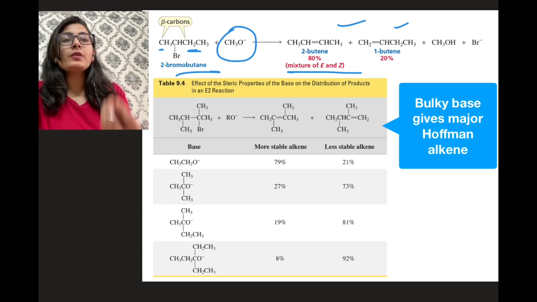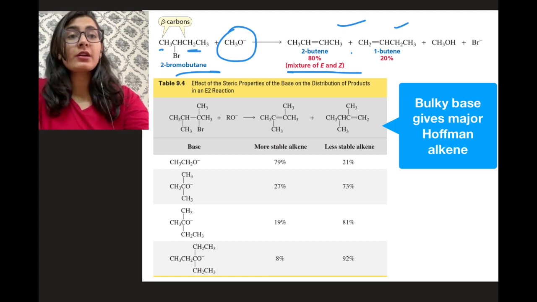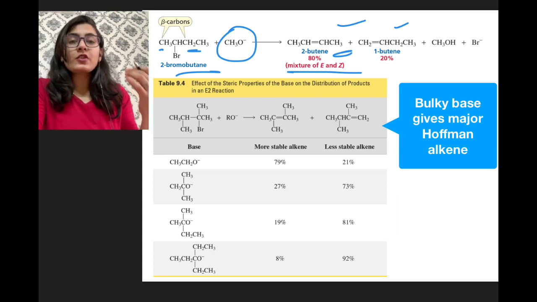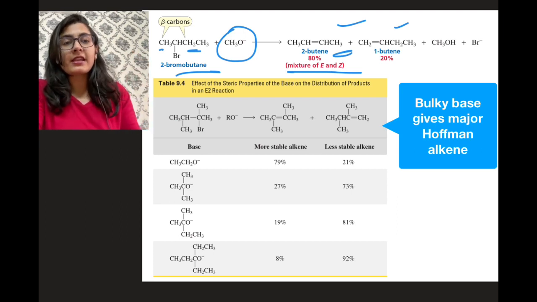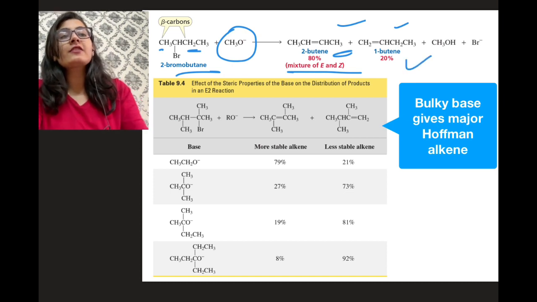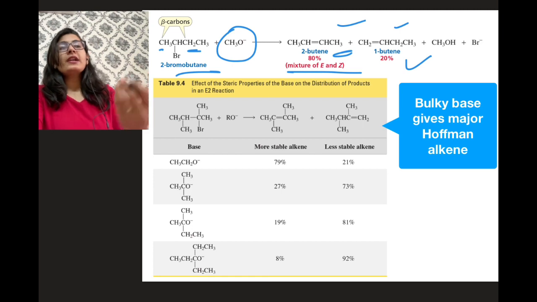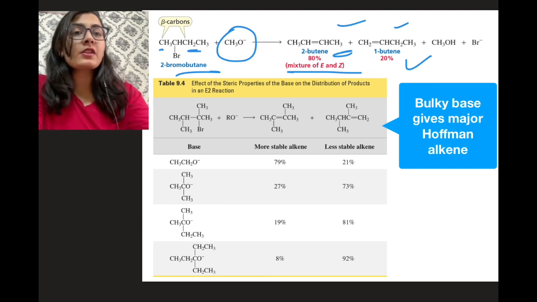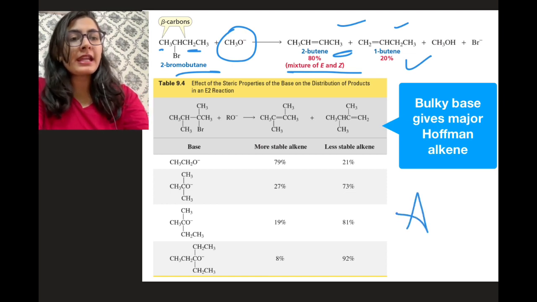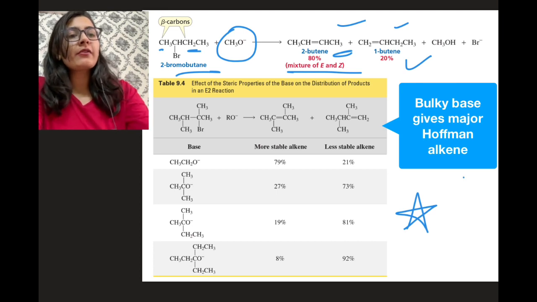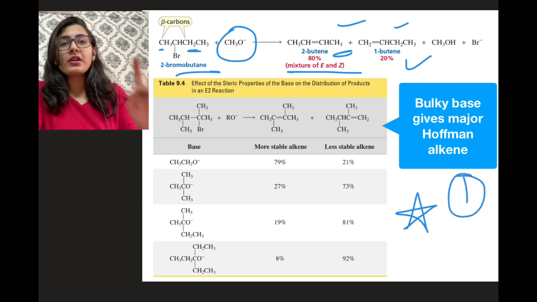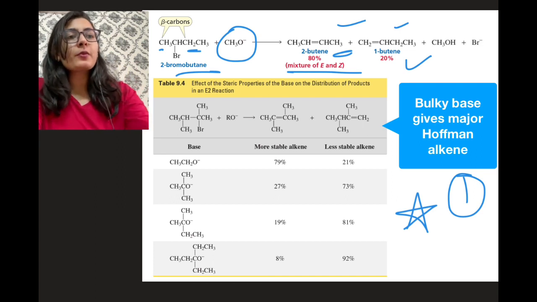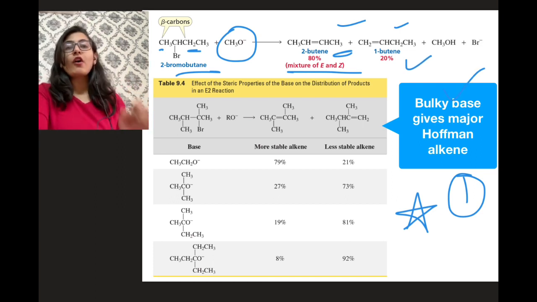But first you have to know that we have terms for these alkenes. The more substituted alkene, let's say the 2-butene that we have formed, is sometimes known as the Saytzeff alkene or Zaitsev alkene, right? And the less substituted alkene is the Hofmann alkene. So when are we forming the Saytzeff alkene? We are going to see over here. Now this is a very, very important criterion, or let's say a very important factor. We will number it factor number 1, which determines which alkene you are getting. So a bulky base gives the major Hofmann alkene.